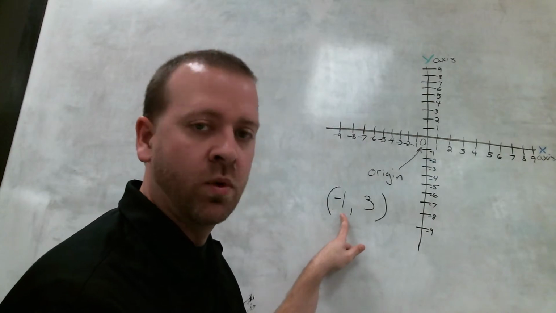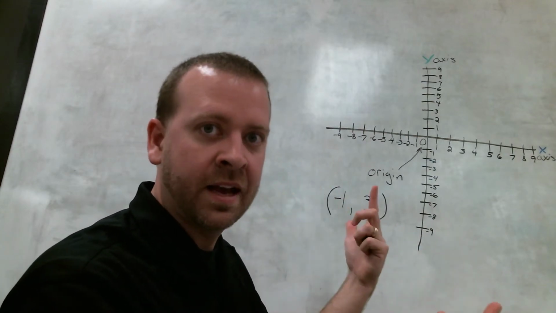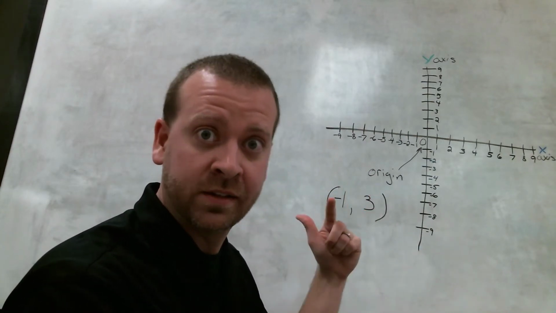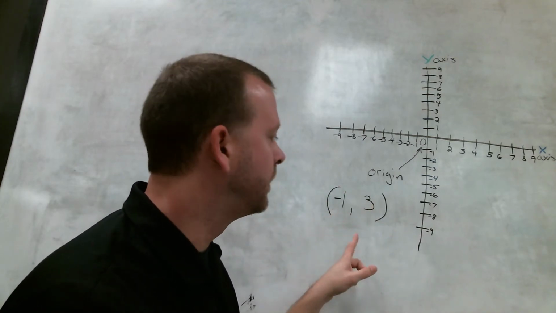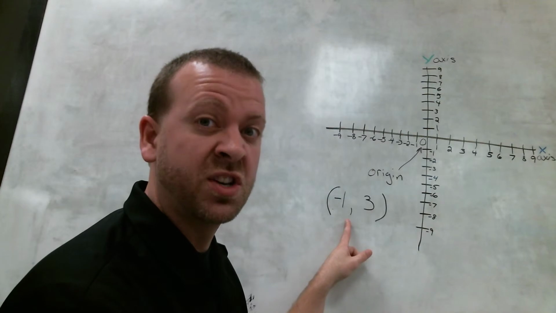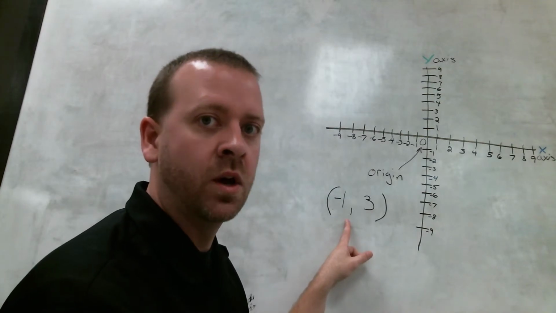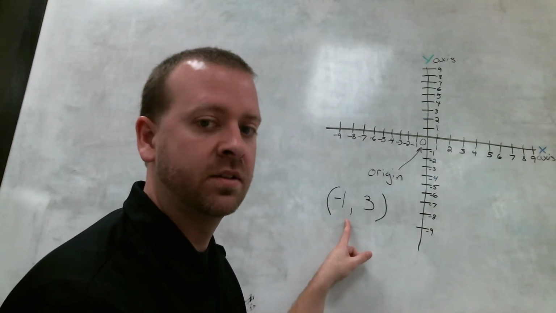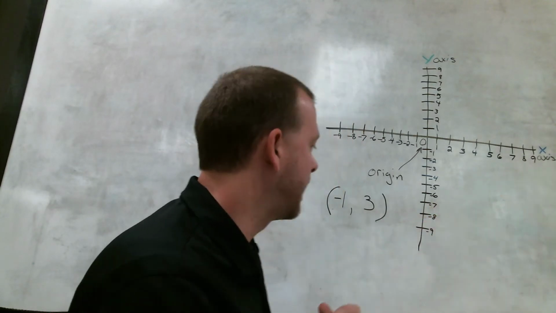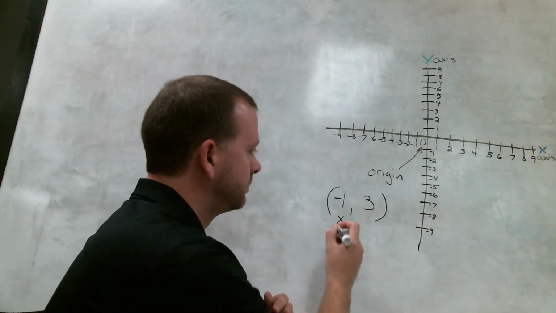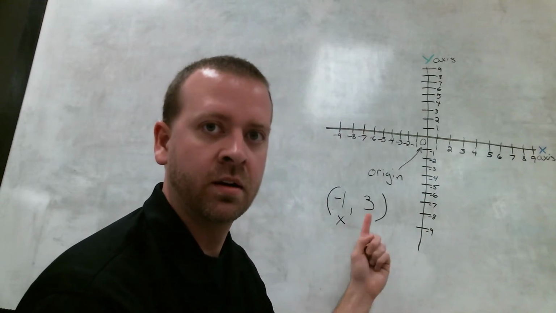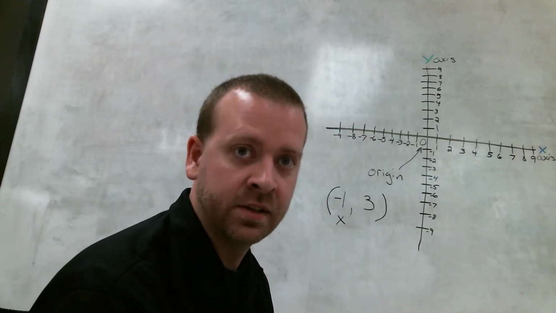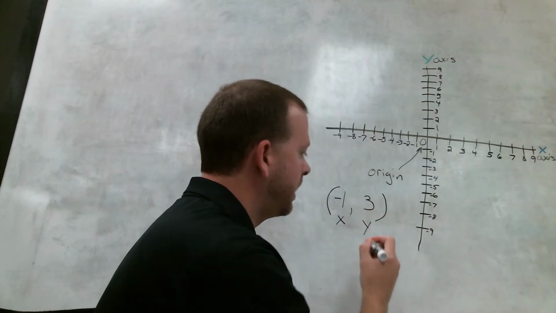But which one? We've got two different axes. Is that the plural of axis? Axes? I don't know. So we've got to figure out where this one goes. Well, in an ordered pair, the first number is the one that always goes on the x-axis. Always. Okay? So I'm going to put an x here. And then, of course, the second number in the ordered pair goes on the y-axis. So I'll put a y there.